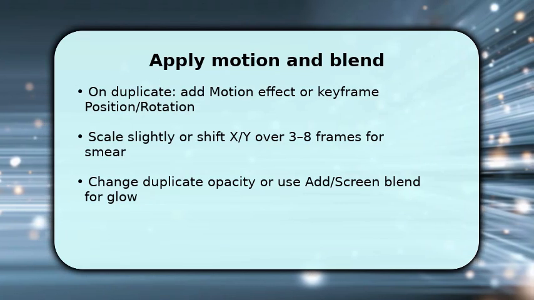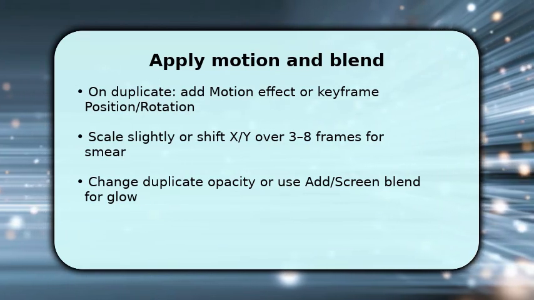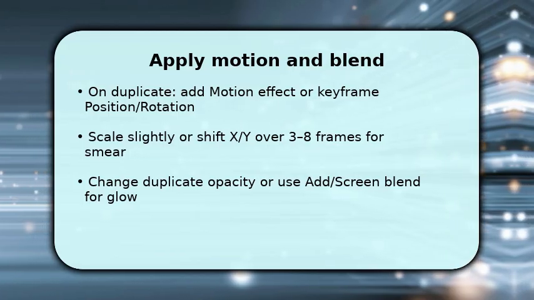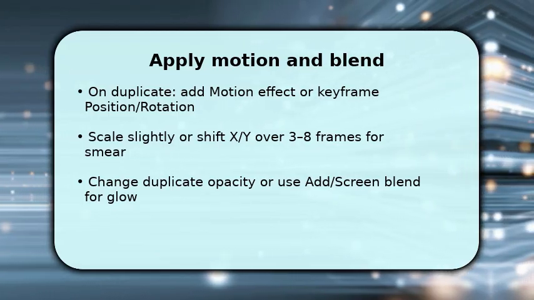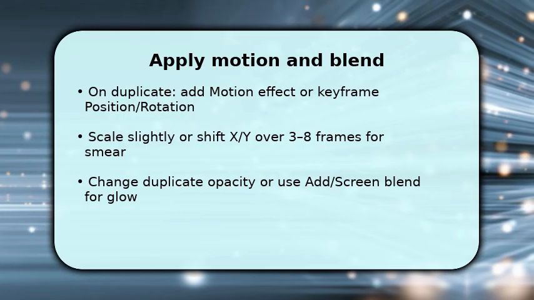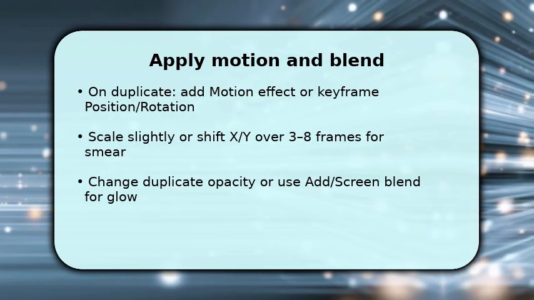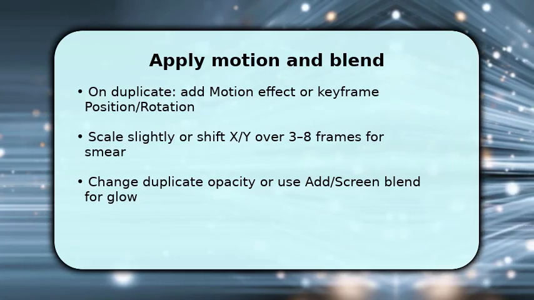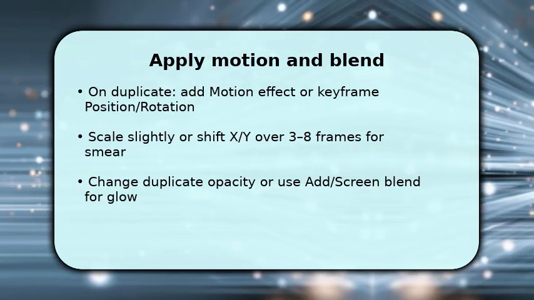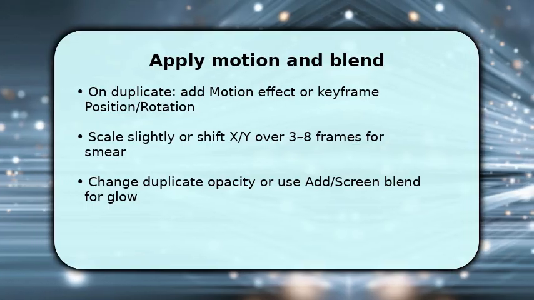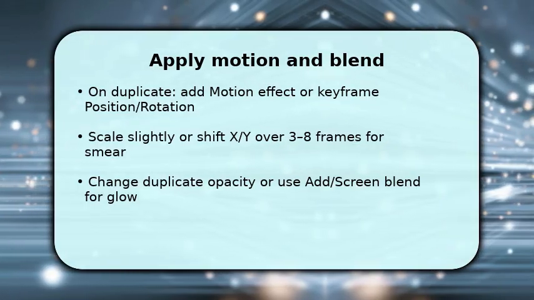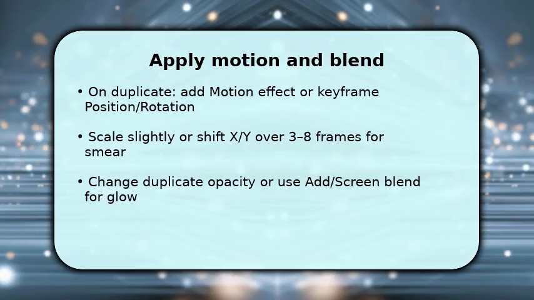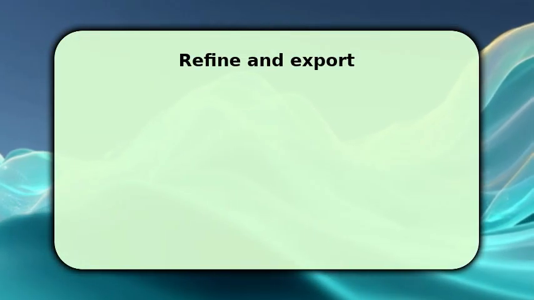Now you create the actual motion smear by animating the duplicate. Apply a motion effect or manually keyframe position and rotation across a few frames. Small shifts work best, like 3/8 frames with subtle distance. Slightly scale or skew to widen the smear, then reduce opacity or switch the blend mode to add or screen to avoid a hard ghost. Once the movement reads as a streak rather than a double image, you have the basis for a believable motion blur. Finish by refining and exporting.